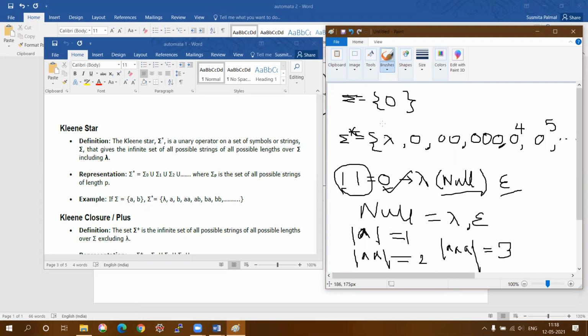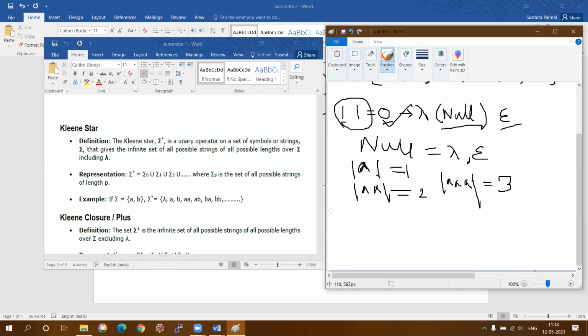Now, if my alphabet consists of a, comma b, then how many input symbols are there? Distinct 2. So the Kleene star of this is a set like that. It will contain null, and any combination of these two.